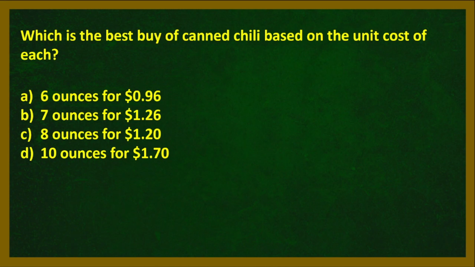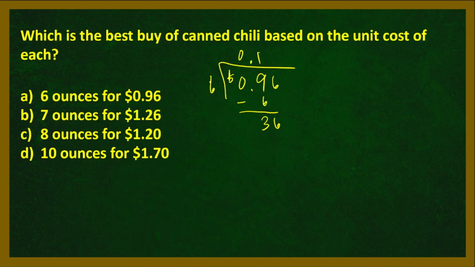And we'll do that by taking the cost of 96 cents divided by 6 ounces. Okay, 6 goes into 9 one time. Then we subtract. And we bring down our 6. 6 goes into 36, 6 times. So for letter A, the unit cost is 16 cents.